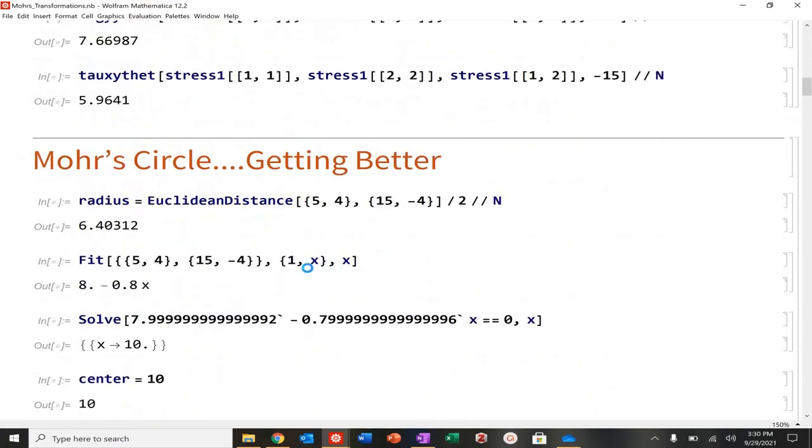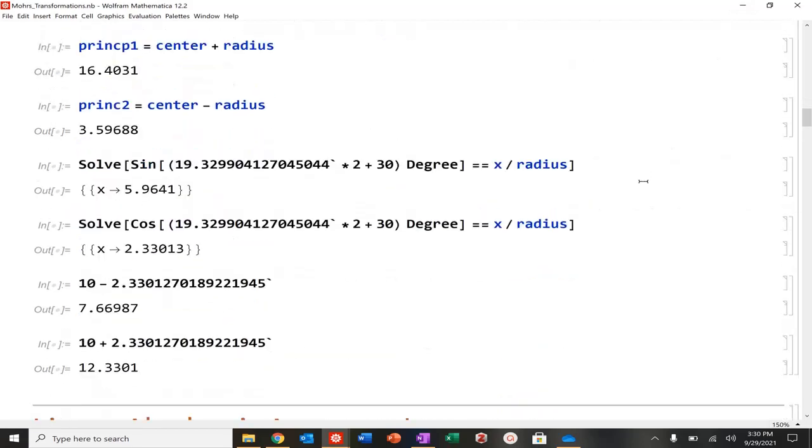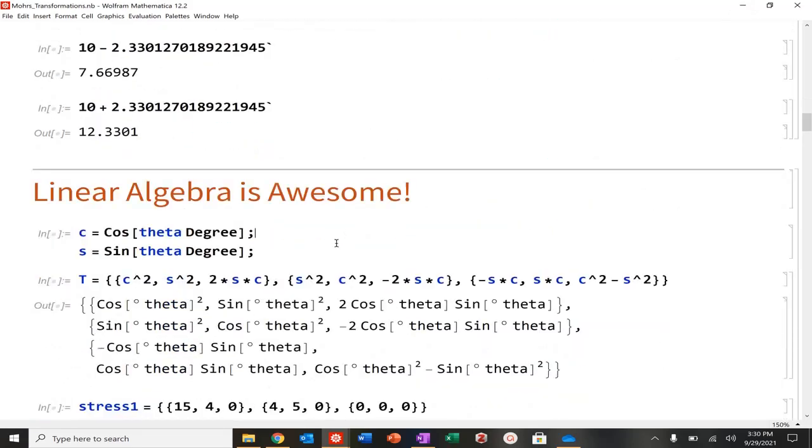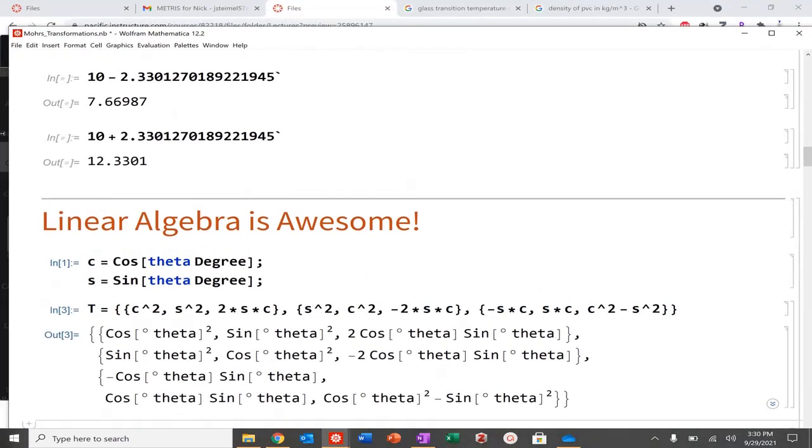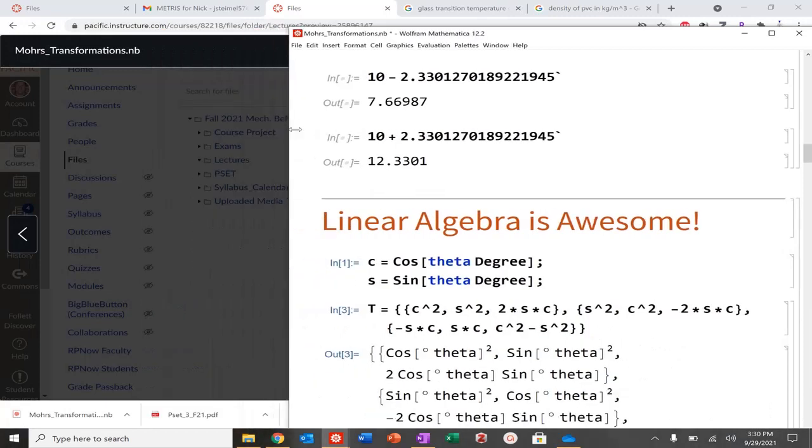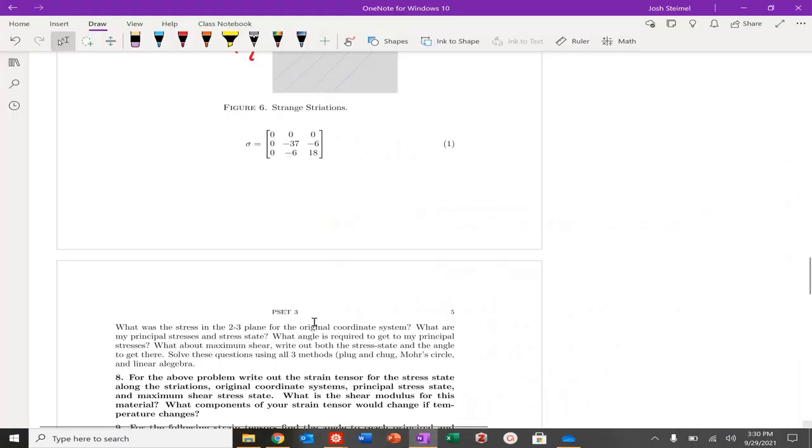Let's go ahead. The problem is going to ask us to solve it in all the three ways that we looked at in class, but we will not be doing that. We will be doing the linear algebra approach. Let's minimize this a little bit and pull this over to the side. I've got my T matrix. Let's go back to our problem.